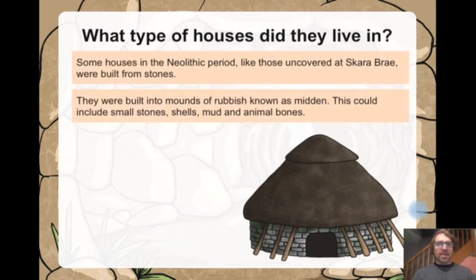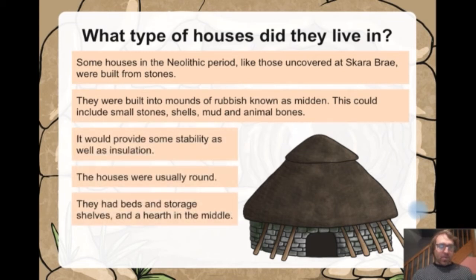Okay, some houses in the Neolithic period, like those uncovered at Skara Brae, were built from stones. They were built into mounds of rubbish known as midden. This could include small stones, shells, mud, and animal bones. It would provide some stability as well as insulation. The houses were usually round. They had beds and storage, shelves, and a hearth in the middle.